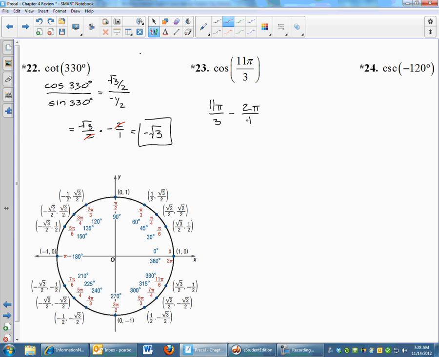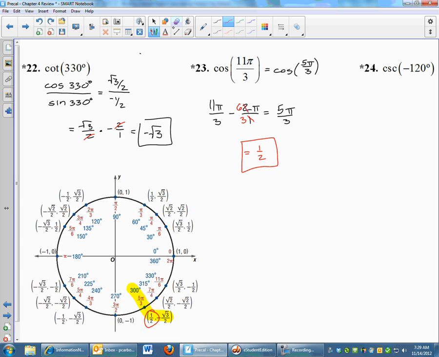Let's see, 2 over 1, with the common denominator of 3, that'd be 6 over 3. Let's subtract that: 11 pi over 3 minus 6 pi over 3. 11 minus 6 is 5, and the denominator stays the same. 5 pi over 3 is nice. That is on my unit circle, right here. So the cosine of 11 pi over 3 is actually the same as the cosine of 5 pi over 3. Cosine means find the x-coordinate, so your answer is simply 1/2. Good.